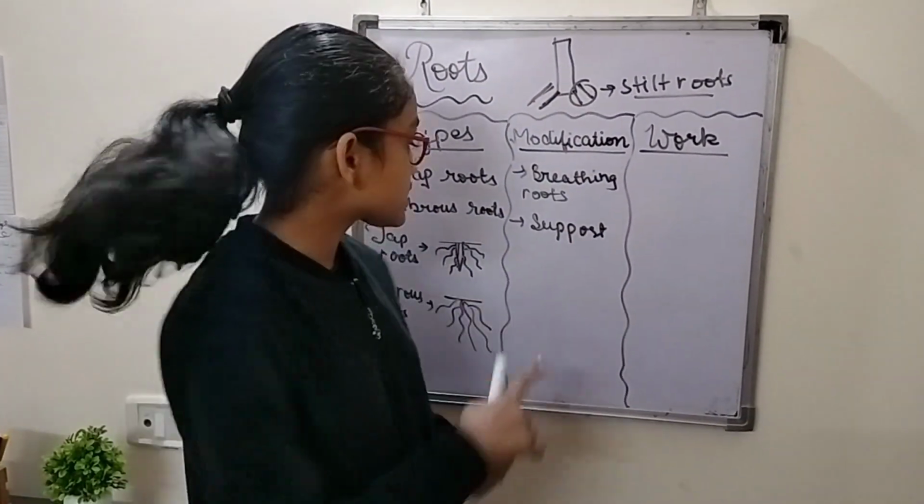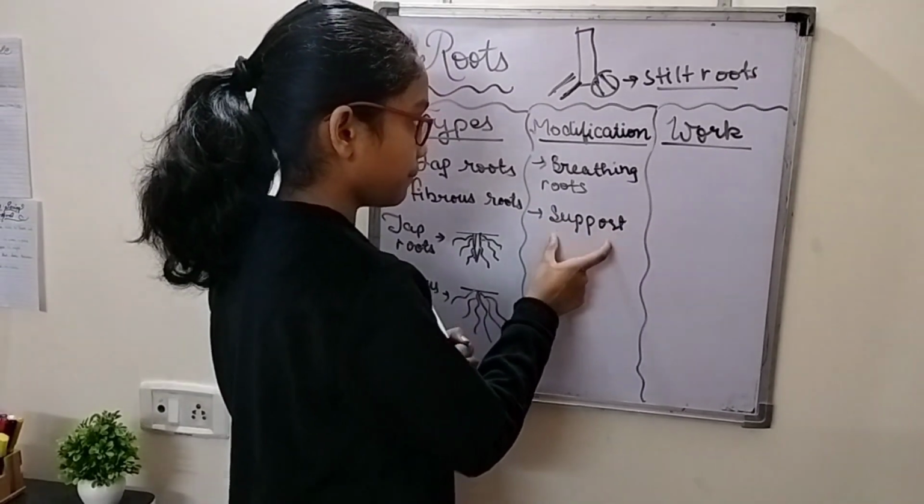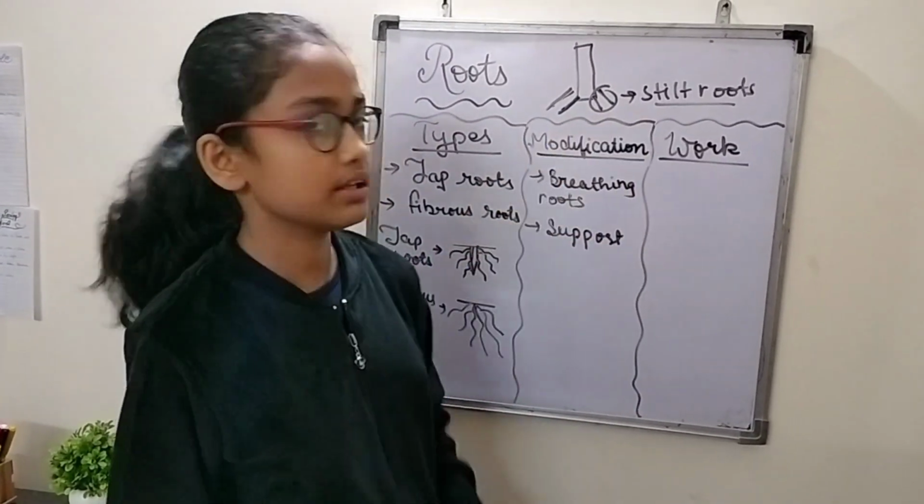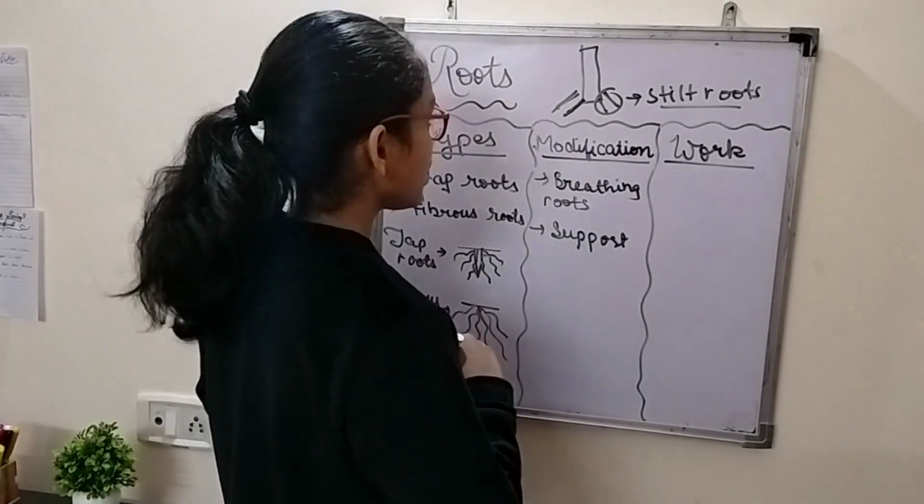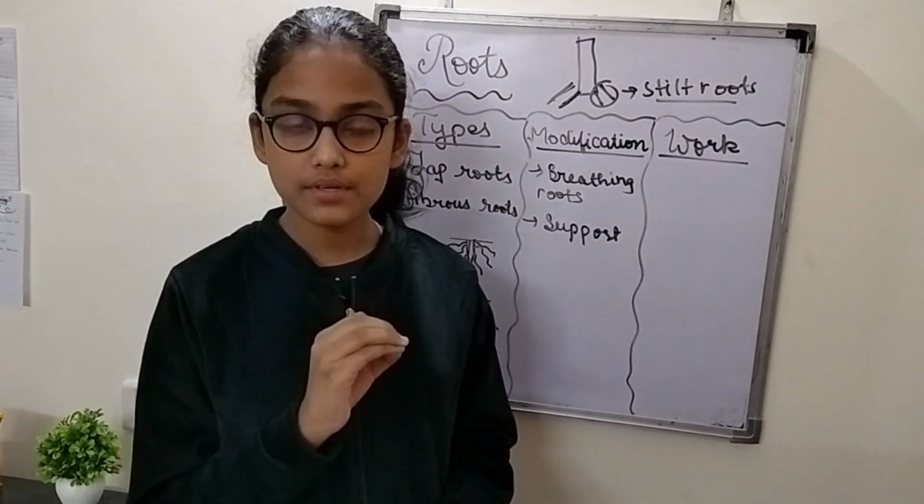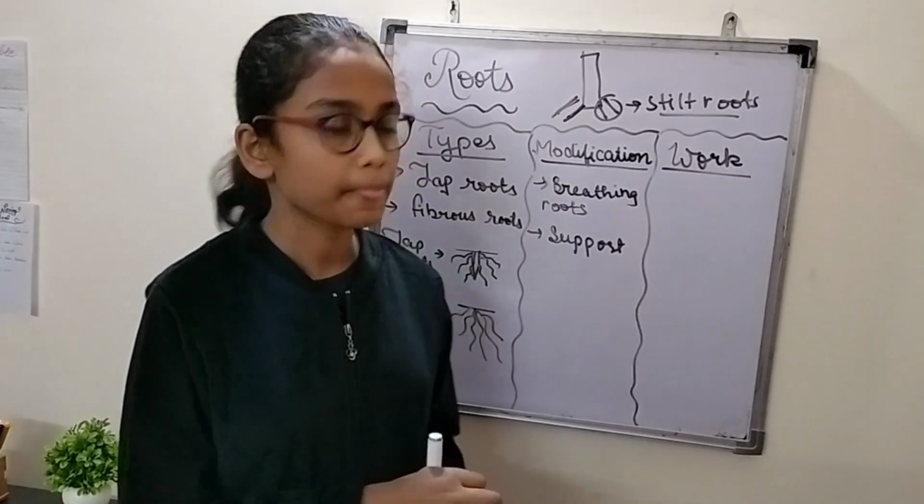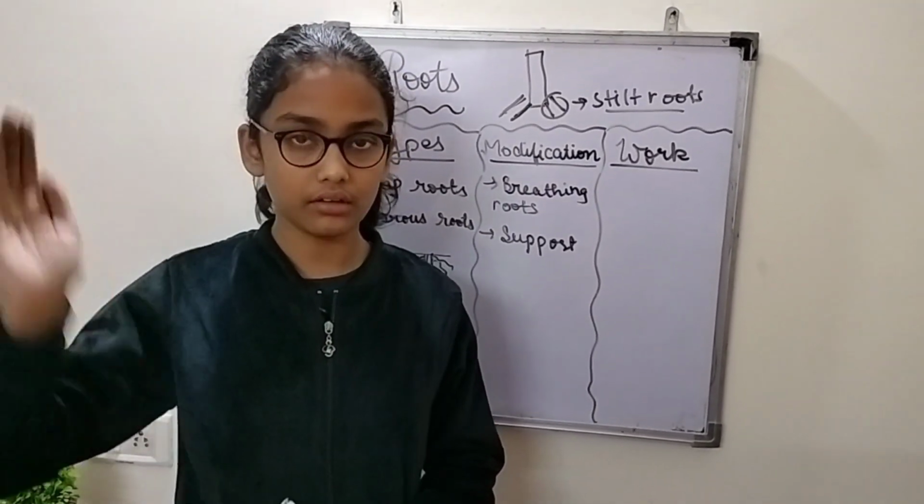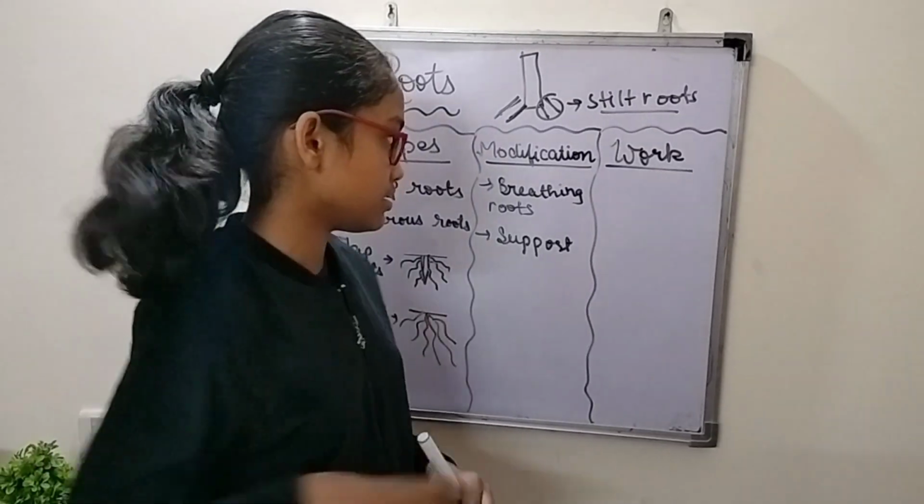In the support modification, there are two types. The first is stilt root, the second is prop roots. Prop roots are also known as aerial roots, such as in the banyan tree. The roots come from the upper branches.